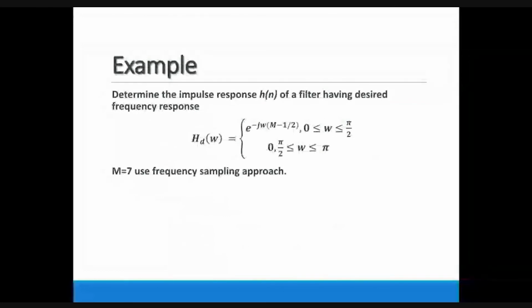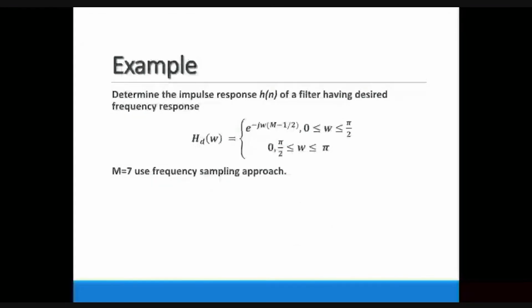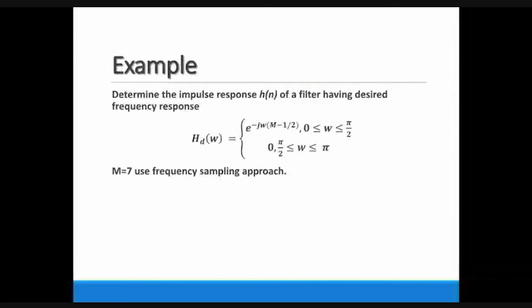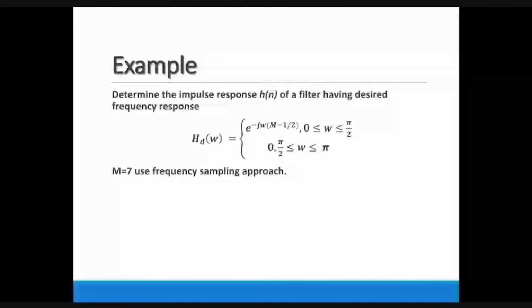Determine the impulse response h of n of a filter having desired frequency response given by H_D of omega equal to e raised to minus j omega (M minus 1) by 2, for 0 less than or equal to omega less than or equal to pi by 2, and 0 from pi by 2 to pi. Here M is equal to 7. Use the frequency sampling approach.